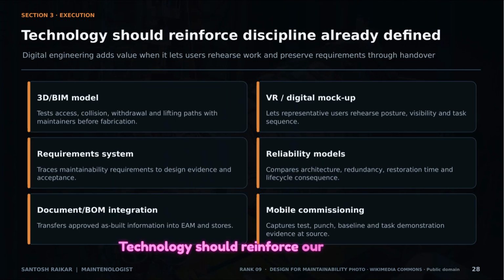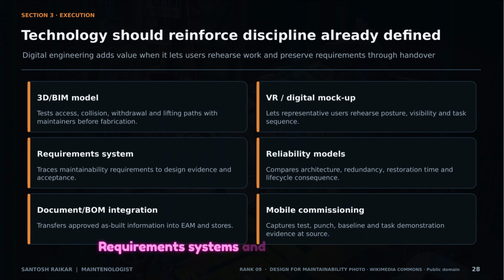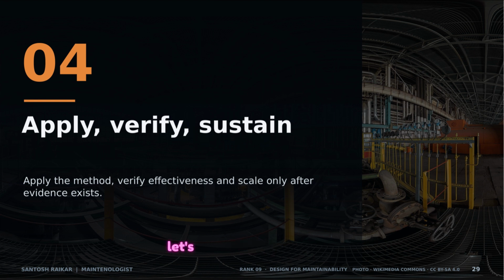Technology should reinforce our discipline, not replace it. 3D BIM models and VR mockups are powerful because they let maintainers rehearse work before a single piece of metal is cut. Requirement systems and mobile commissioning tools ensure that data captured in the field actually makes it into the EAM system. Finally, let's talk about application. How do we apply this method, verify it works, and then scale it across the enterprise?